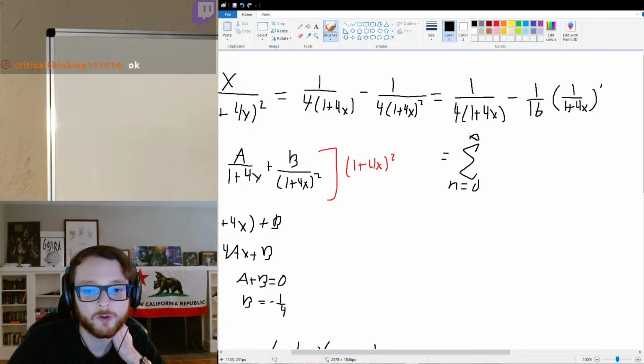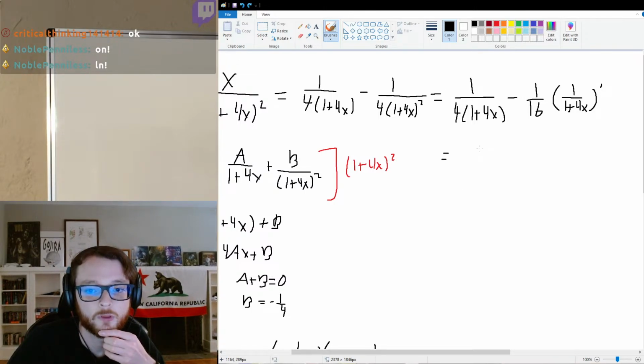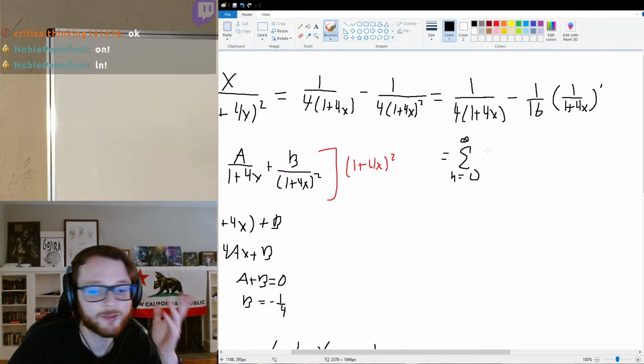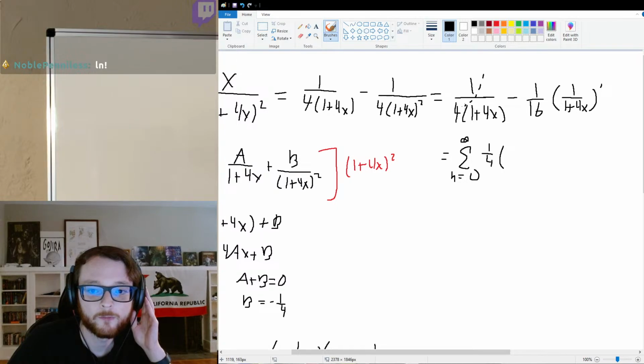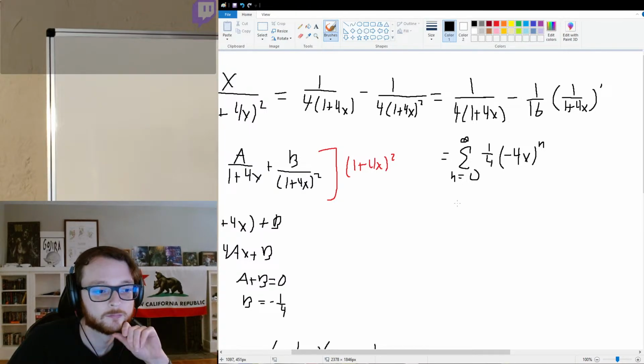N equals 0 to infinity. This first one, oh shoot, I should have rewritten it. No, wait, it's already written in the right form. No, never mind. I'm not going to go through all the extra rewriting that I was doing before, but our first term is the 1/4 there. And then we have a plus here, so we need to remember to flip the sign and say it's minus 4x to the n. So that's for the first part of the series.